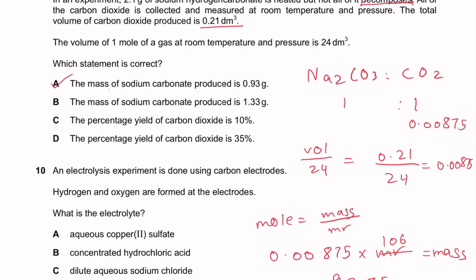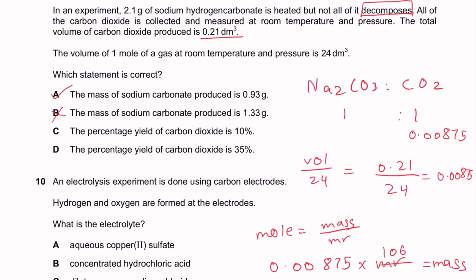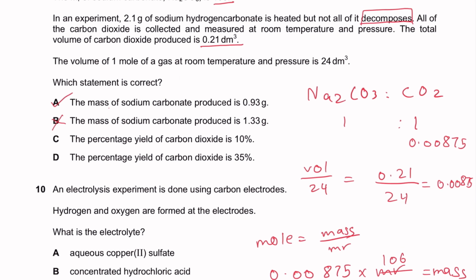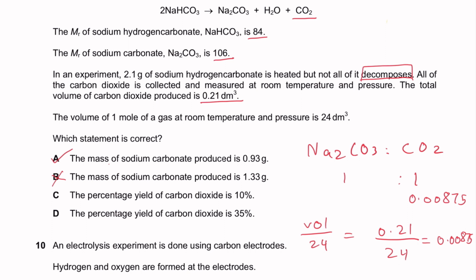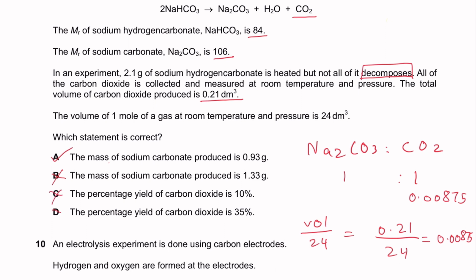B says the mass of sodium carbonate produced is 1.33. We just saw that the mass of sodium carbonate produced is 0.93, so it's wrong. The percentage yield of carbon dioxide is 10%. The percentage yield of carbon dioxide is 35%. You can't find the percentage yield because there is no actual yield, so C and D are wrong.